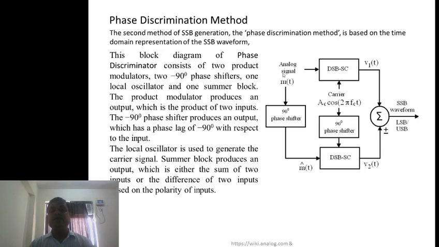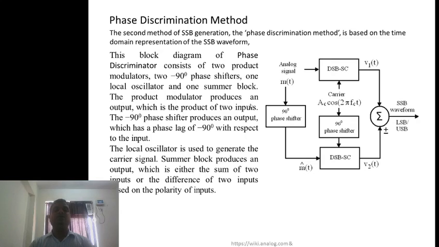It means if m(t) equals Am sin omega m t, then m dash(t) equals Am cos omega m t. So we use this phase shifter to generate a phase shifted version of the modulating signal and carrier signal. This block diagram of the phase discriminator consists of two product modulators, two 90-degree phase shifters, one local oscillator and one summer block. It is clear from this figure also.